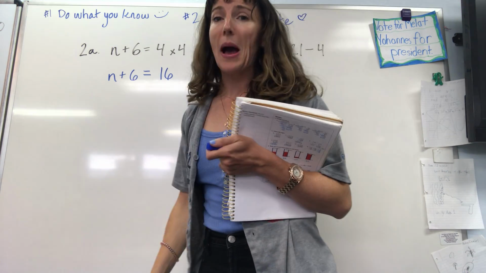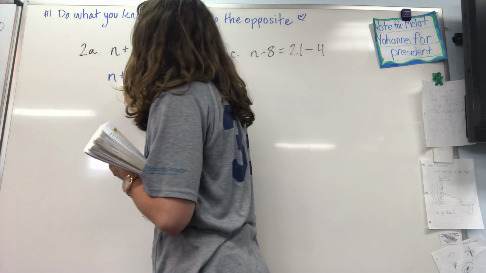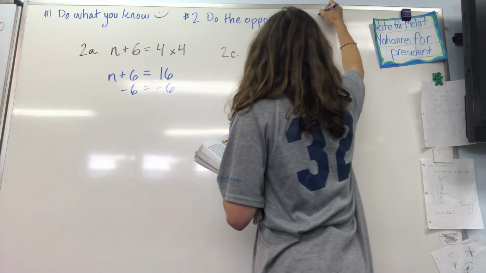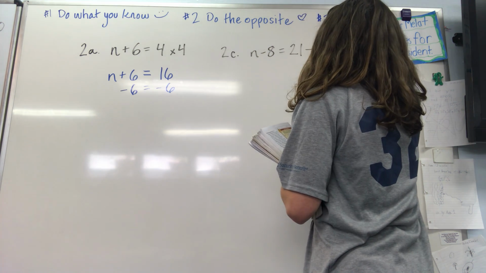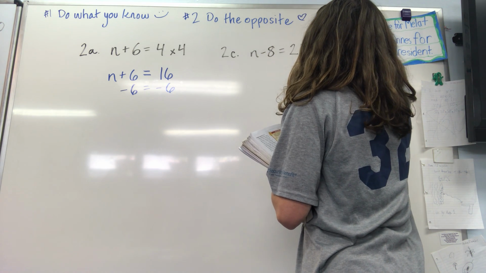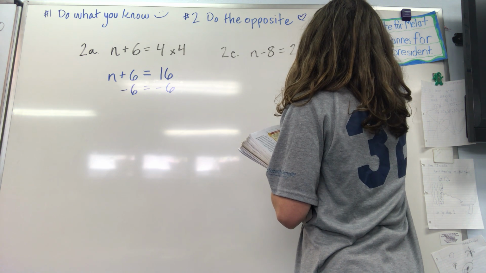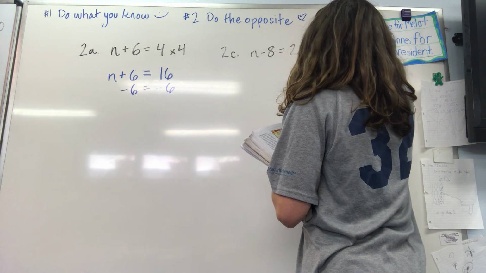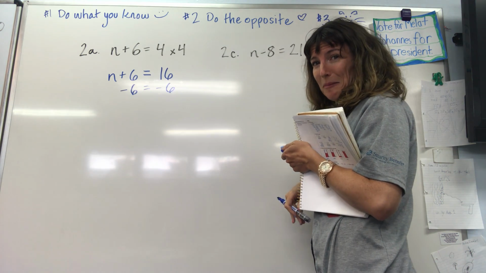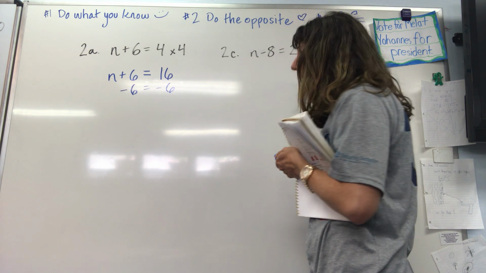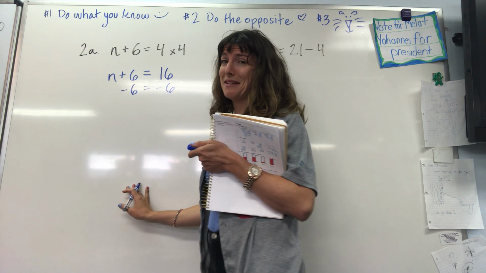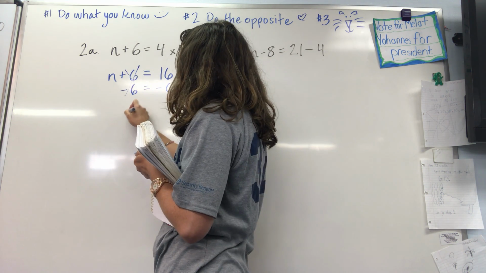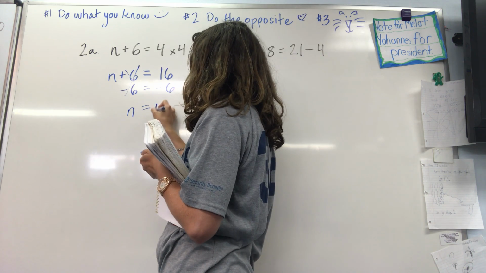Okay. What is the opposite of n plus 6? It's minus 6. And then whatever you do on the left, you have to do on the right. Remember when we used to draw this kitty cat? She's happy. Okay, so we do the opposite. What's the opposite of addition? It's subtraction. All right, then I cross this out and I go n equals 16 minus 6 is 10.